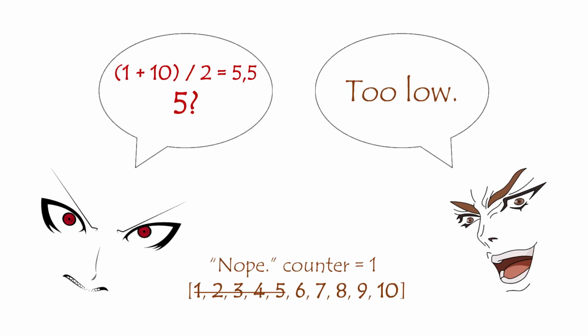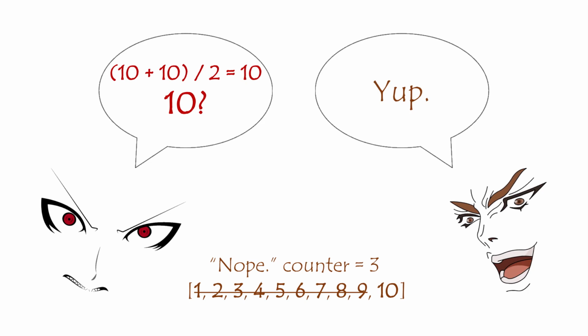5, Too low. 8, Too low. 9, Too low. 10. Yep. Now, as you can see, it took you 3 guesses to find the correct answer. That's 1/3 of what it was before. If you had to guess from an array of 100,000 numbers, it would have taken you 19 guesses with binary search. That's a lot more efficient than what we did before.